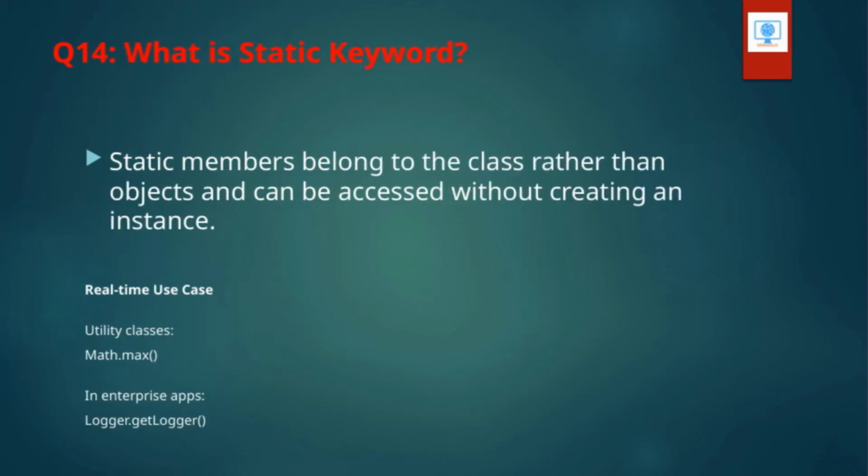All right, let's talk about static members. These are special because they belong to the class itself, not to any specific object. This means that you can access static members directly through the class name without having to create an instance first. For example, think about utility classes you might use every day. Take Math.max, which finds the maximum of 2 numbers. You don't need to instantiate a Math object to use it. You just call it directly through the class.